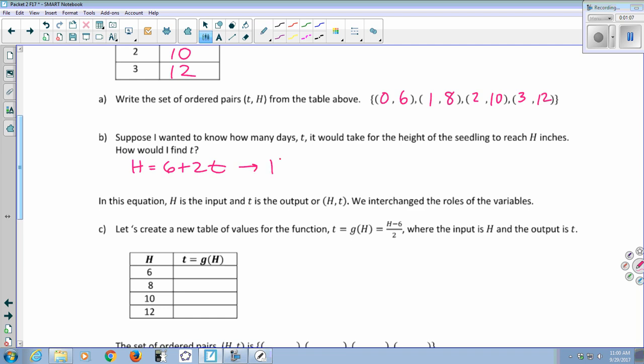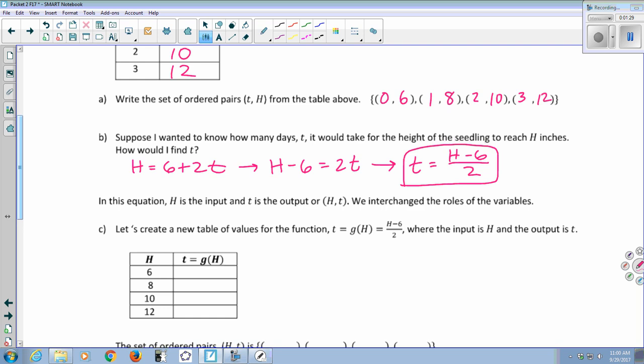So this is going to be h minus 6 equals 2t. Just subtract 6 from both sides, then divide both sides by 2. t is h minus 6 over 2. In this equation that we just created, h is now the input and t is now the output. We interchanged the roles of the variables.